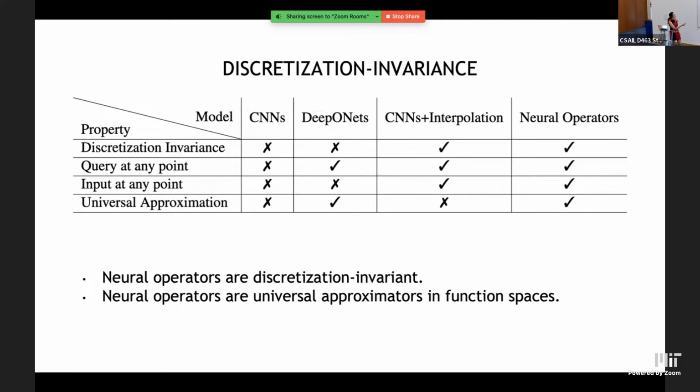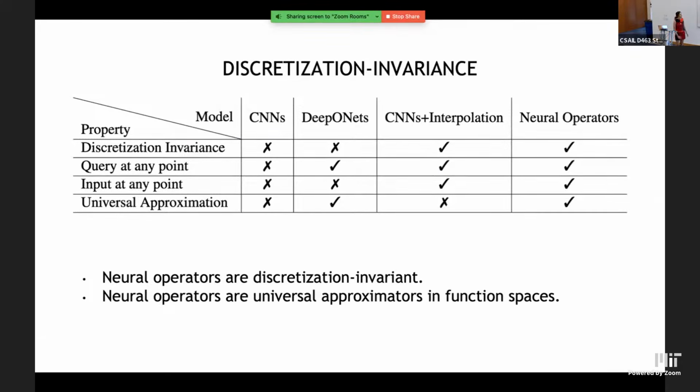And this is not true because convolutional neural networks run on a fixed grid. And obviously, because you can't query it everywhere, it cannot be universal approximators for operators. And so even if you did interpolation, you may not get this universal approximation. DeepONets are another framework, I won't get into that here, but neural operators are the only ones that can guarantee you both discretization invariance as well as the universal approximation.